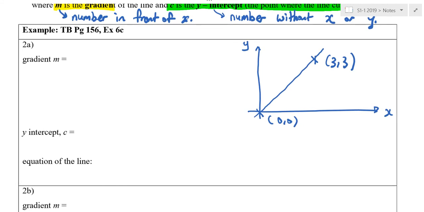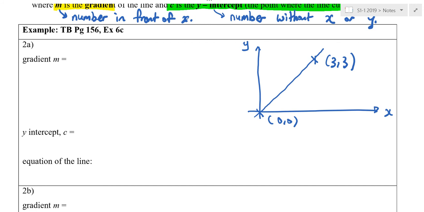I tell you a secret. Whenever you can choose 0, 0, you choose 0, 0. You can choose 0, 0 when the line touches the origin. Okay, so when the line touches the origin, you can use 0, 0, you can use 3, 3. Now let's start on the gradient first. How do I find gradient? y2 minus y1 over x2 minus x1.